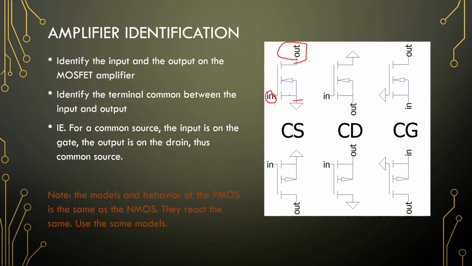Okay, so similar goes for the PMOS. The common drain amplifier, similar to the common collector, or the voltage follower: input on the gate, output on the source, and the common is here at the drain. So this is the common drain amplifier. Right, so that is how you identify your amplifier type.